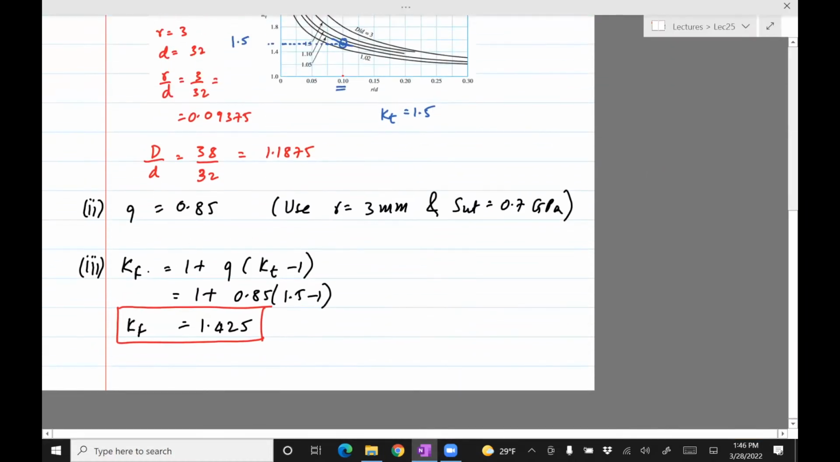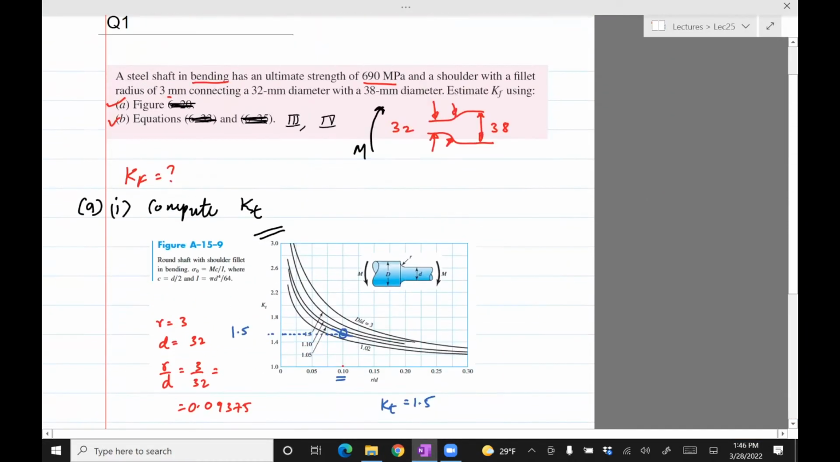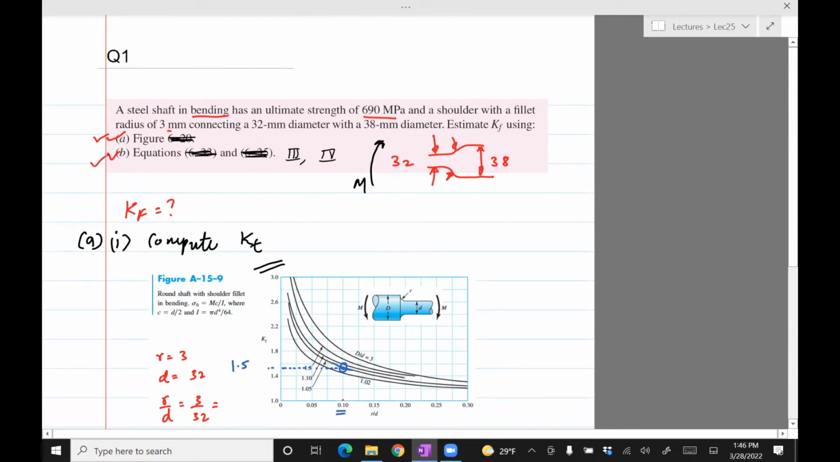Okay, we've done this calculation using the plot, the figure. Let's see if we can do it with these equations 3 and 4.